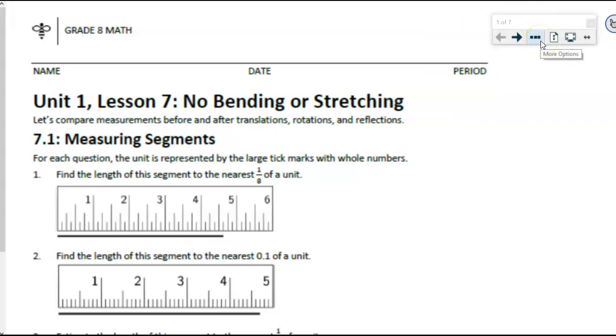Hello Math 8 students, this is Open Up Resources Unit 1 Lesson 7, No Bending or Stretching. To get started we have this little warm-up.